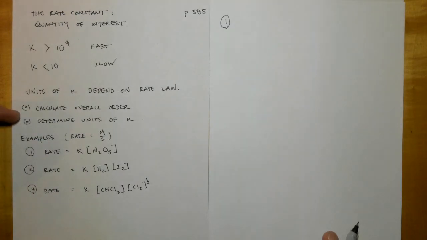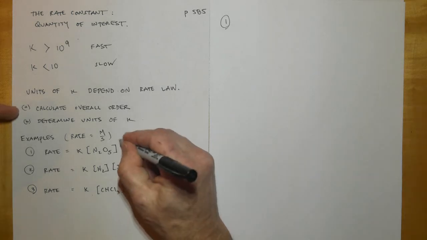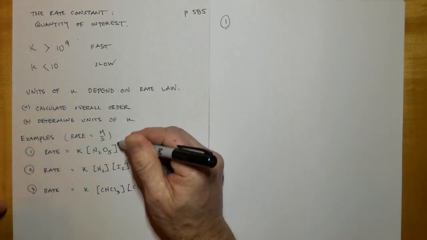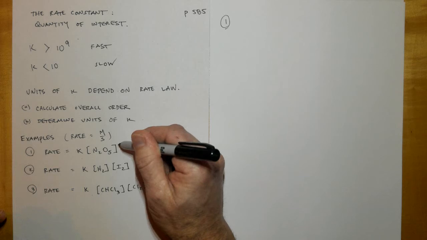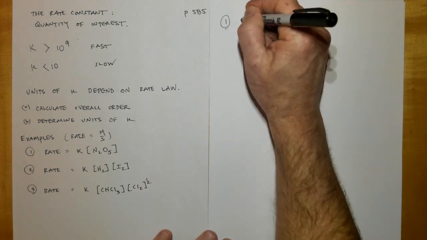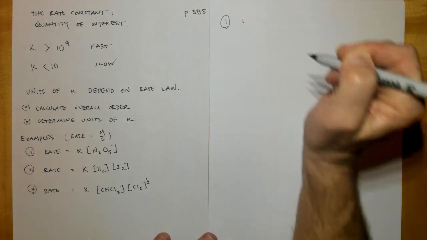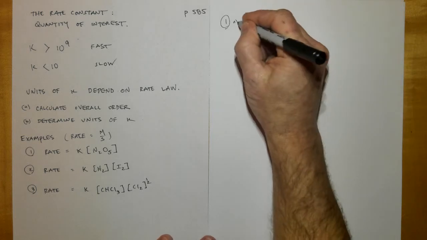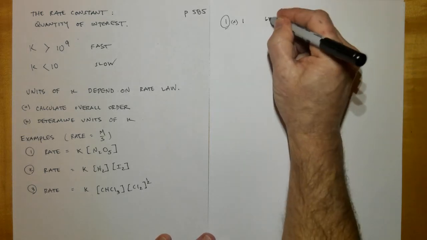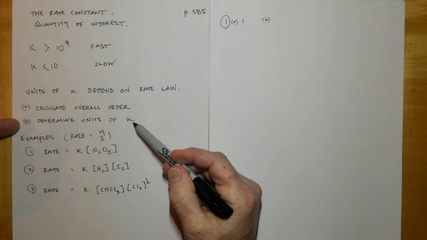First of all, the overall order of the reaction, remember, you take the exponents and you add them together. This one only has one exponent, and since nothing's written there, it's a 1, so that overall reaction order is 1. And so for letter A, the answer would be 1. For letter B, determine the units of K.